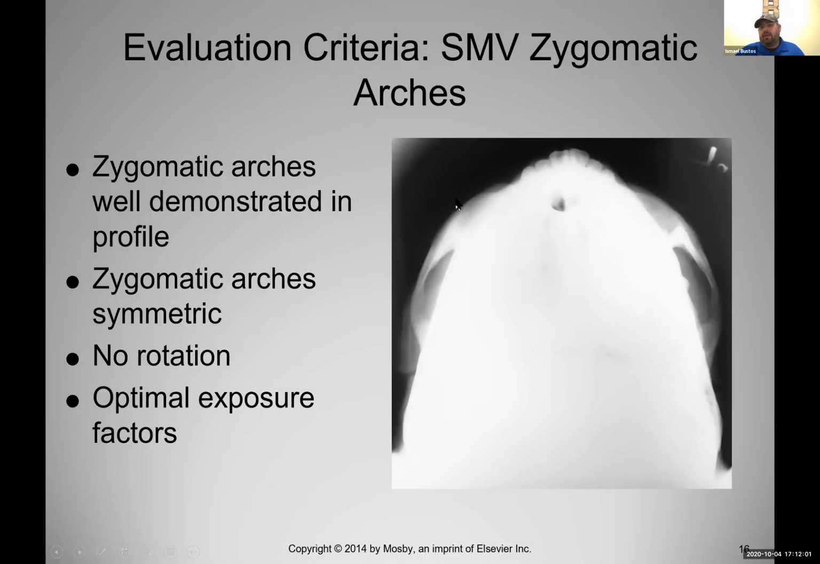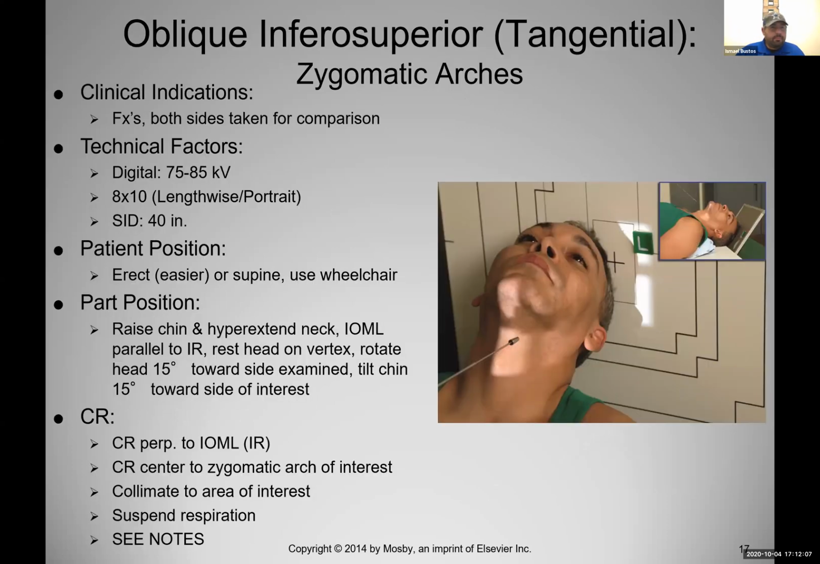And that's it. Your zygomatic arches, again, make sure they're seen in profile. And if you're not, then you have some rotation problems. The next projection is on page 426, and it is the oblique infrasuperior tangential projection.